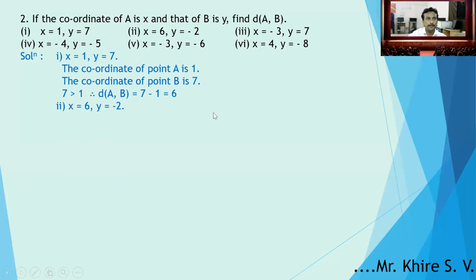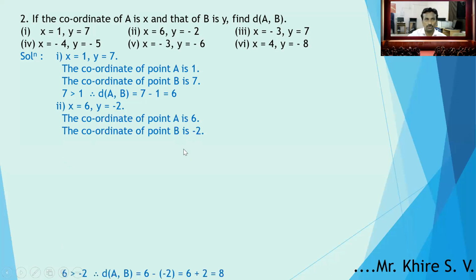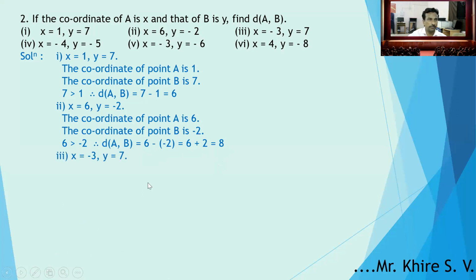Second example in that is x is equal to 6 and y is equal to minus 2. Here the coordinate of point A is 6 and the coordinate of point B is minus 2. Now here in this 6 and minus 2, which is bigger number? 6. 6 is greater than minus 2. Therefore distance AB is equal to 6 minus minus 2. And minus minus becomes plus, means 6 plus 2 is 8. Same examples are there as question number 1.